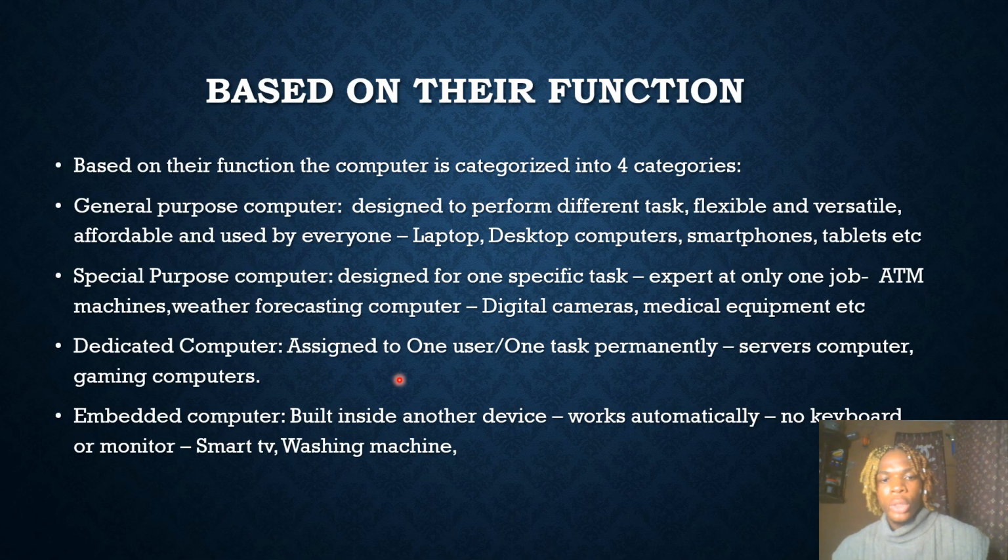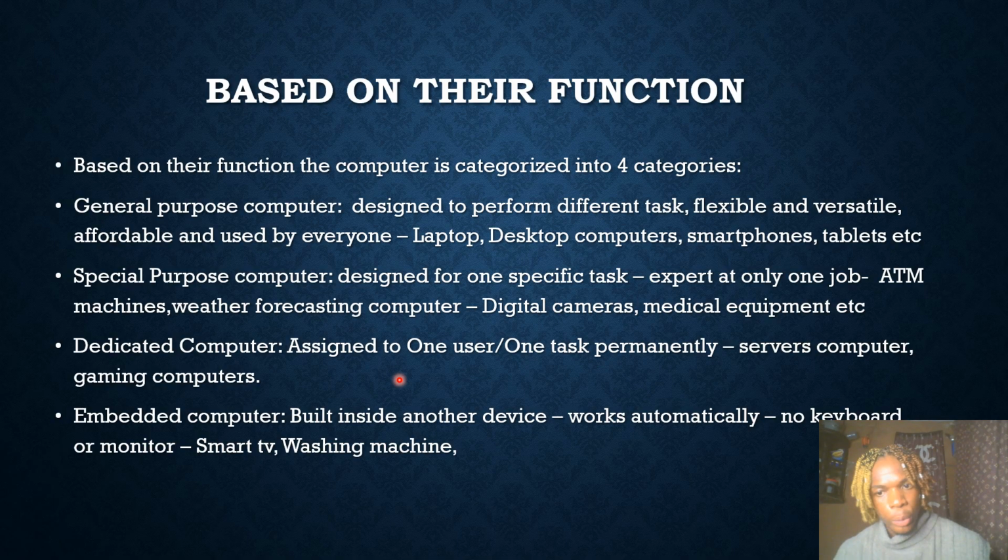So an embedded computer is a computer that is built inside another device. They work automatically. They don't have a keyboard or a monitor. For example, we have the smart TV, the washing machine, and so many other examples of embedded computers. Now you might be thinking that a washing machine is special purpose, only for washing clothes. Yes, but what I'm trying to make you understand is that an embedded computer cannot be seen as a standalone computer. It is inside something. Do you get?